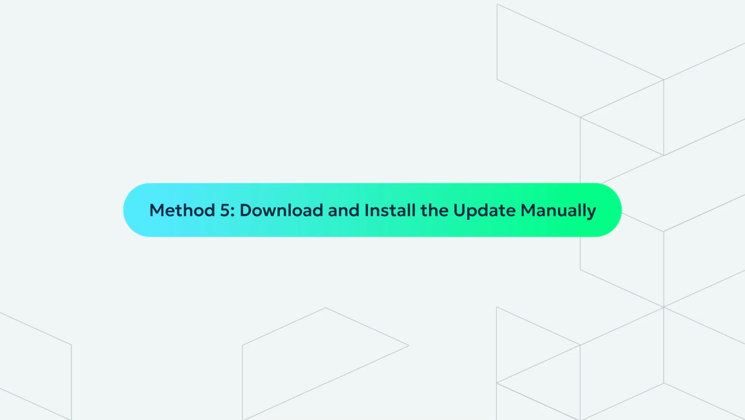Download and install the update manually. You can also bypass the update service entirely by downloading the failed update manually from the Microsoft Update catalog.